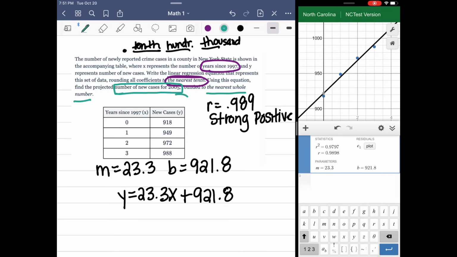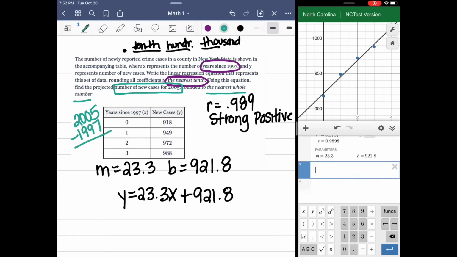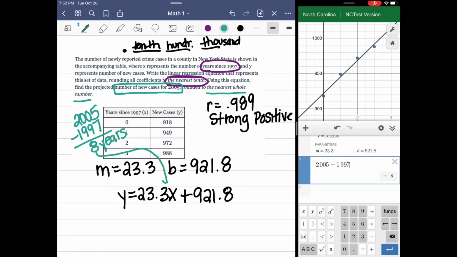Now they're asking us to find the number of cases in 2005. I'm not going to take 2005 and plug it in for x, because 2005 would represent 2005 years. We don't want 2005 years. We want 2005 minus 1997, because that's how many years we're actually talking about since we started calculating the number of crime cases, which is 8 years. So we're going to plug in 8 into the x spot because 8 is going to represent x years.